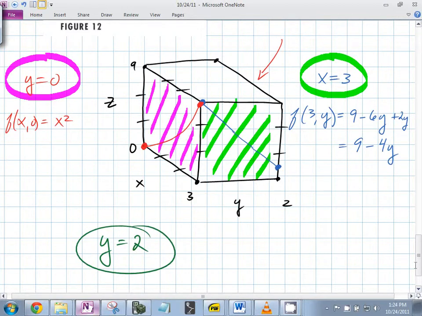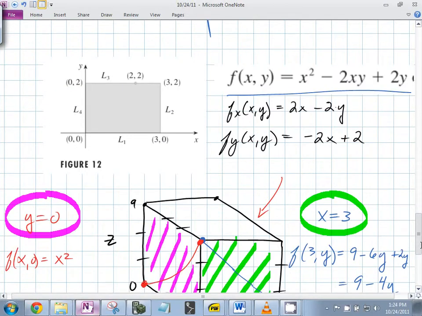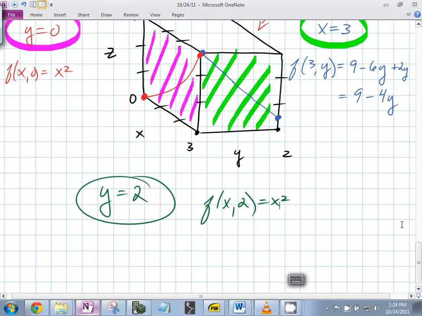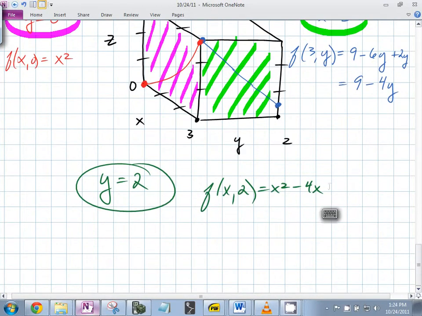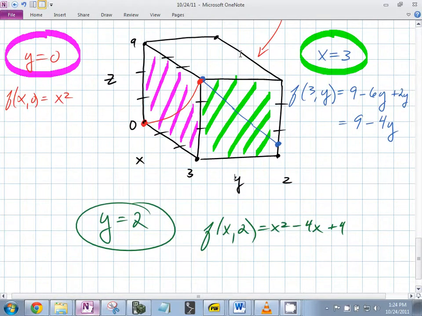If this is the case and you have y equals 2, what do you end up with? F of x comma 2, what do you end up with? x squared minus 4x plus 4. You can't really see it, but on this back wall right here, it's going to intersect with x squared minus 4x plus 4. When x is 3, what is f of 3, 2? When you plug 3 in, you get 9 minus 12 plus 4. Oh, sorry, 12. I can almost do basic math. It equals 1, right? It's a perfect square, x minus 2 squared. So when you plug in x equals 3, it comes out to be 1.